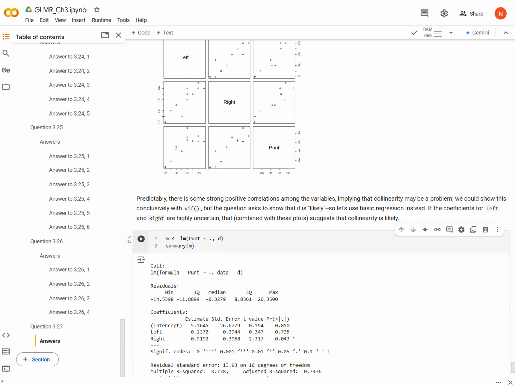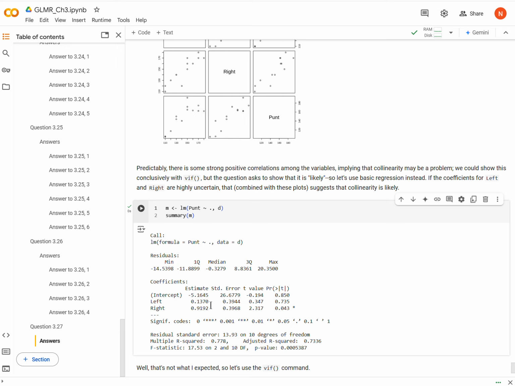If we do that, we see that at least for left leg, the standard error is larger than the estimate. In other words, there seems to be quite a bit of uncertainty for the left leg, but for the right leg, it's not as clear. So this is maybe a little bit ambiguous as to whether or not collinearity is taking place.